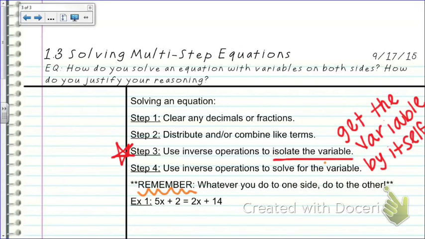And then there's your first example. So you can write it down. I'll wait till you guys are all done writing before we get started on it.